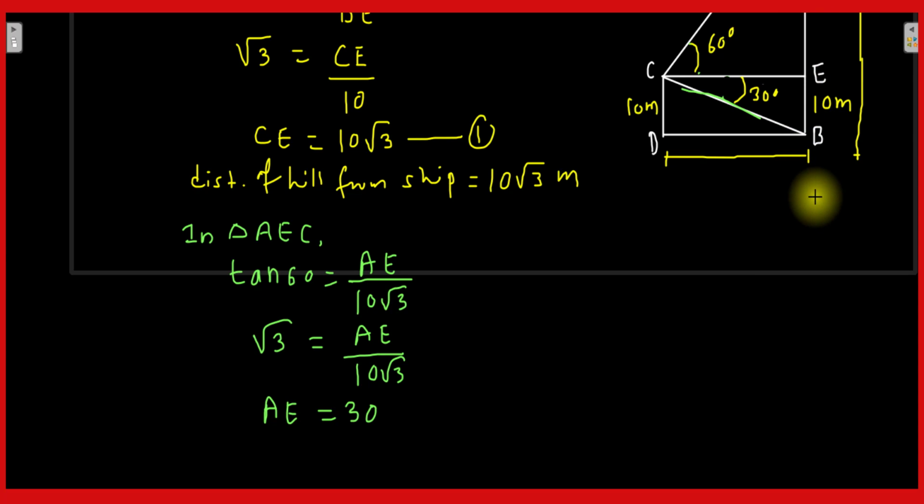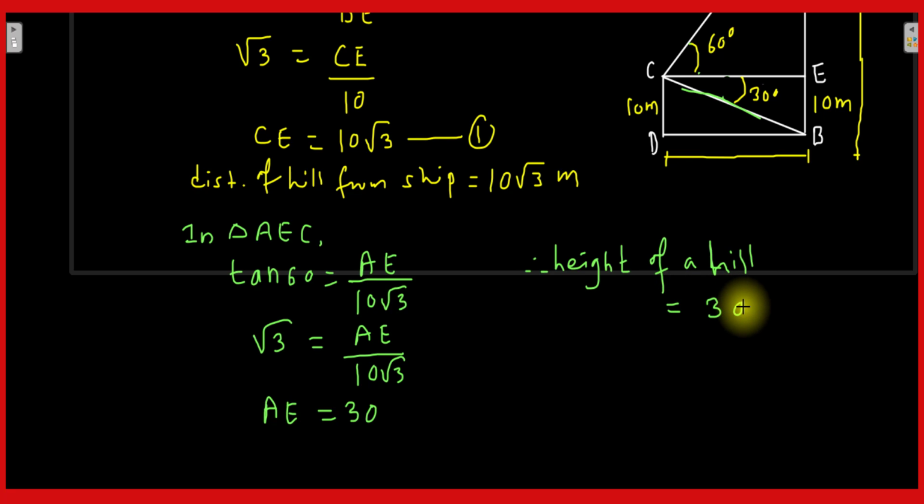We have to find the height of the hill. So 30 plus this 10, that total will be the height of the hill, and therefore the height of the hill is equal to 30 plus 10, that is equal to 40 meters. And so we have got the distance of the hill from the ship, that is 10 root 3 meters, and the height of the hill as 40 meters.